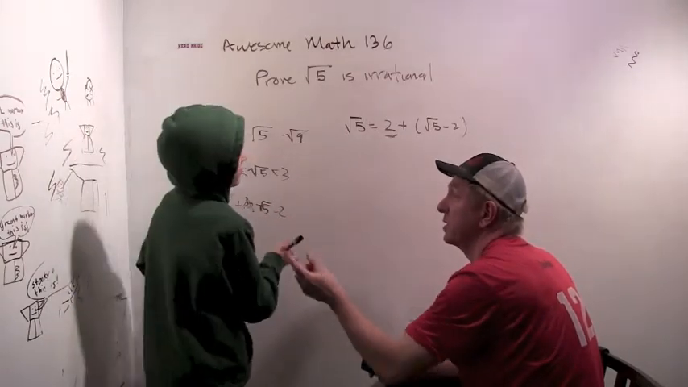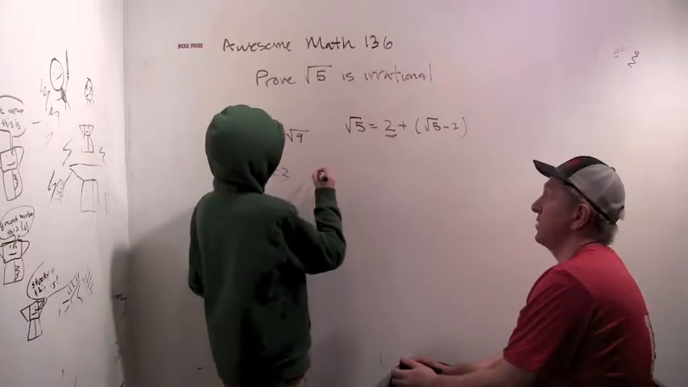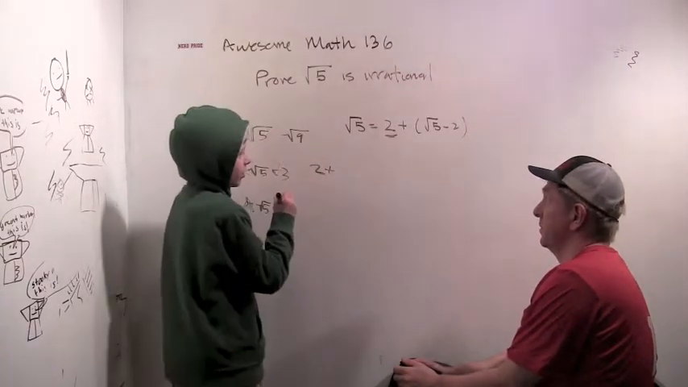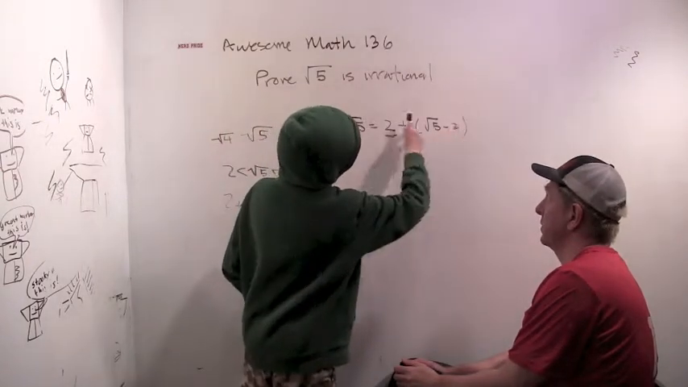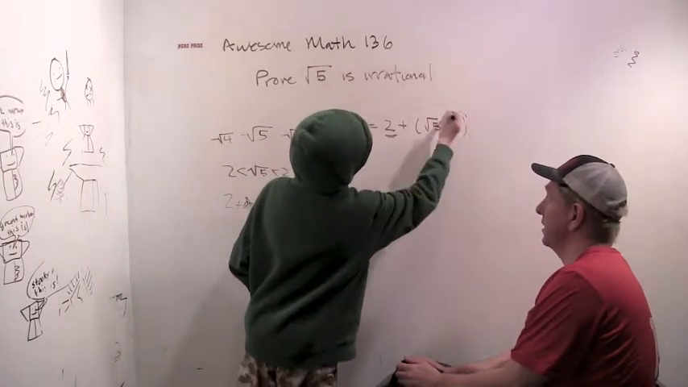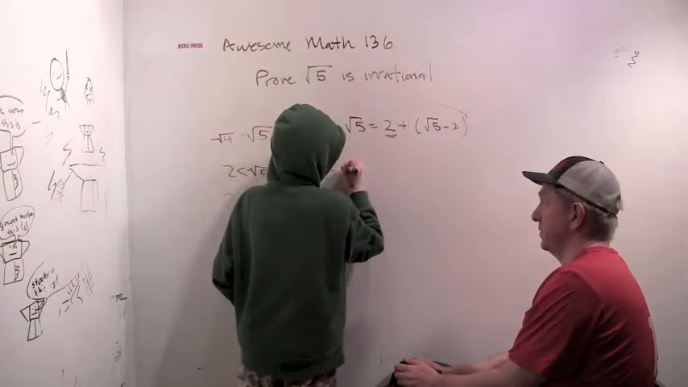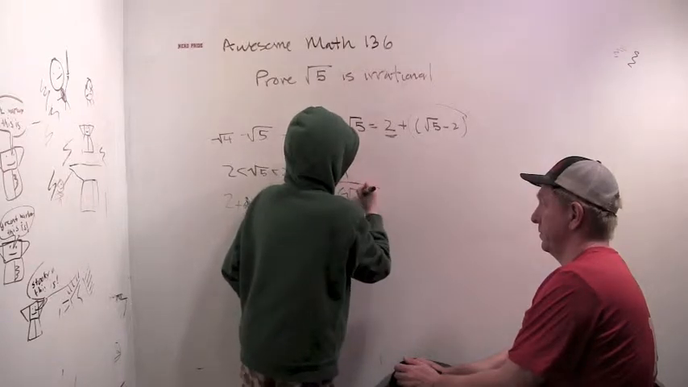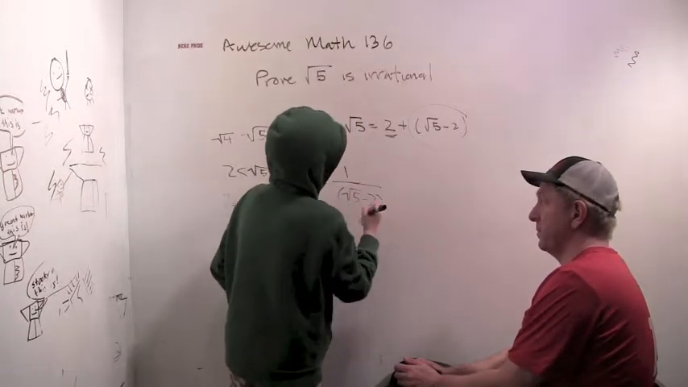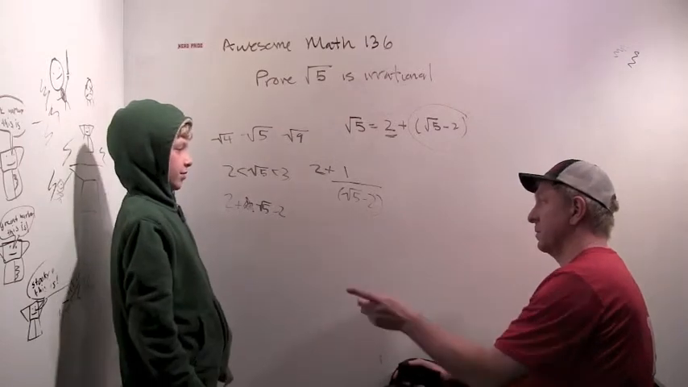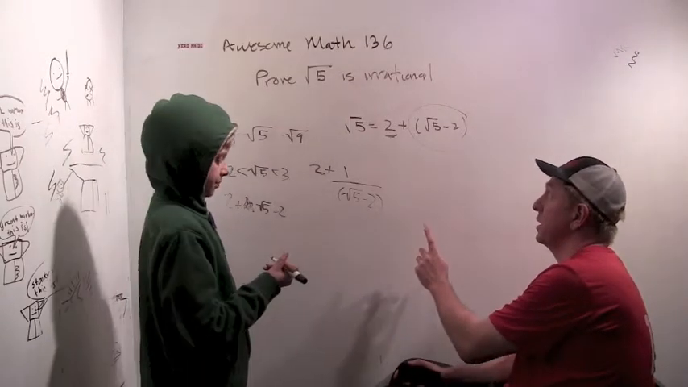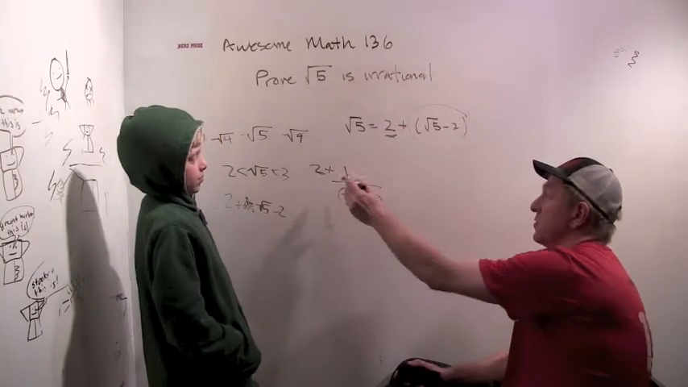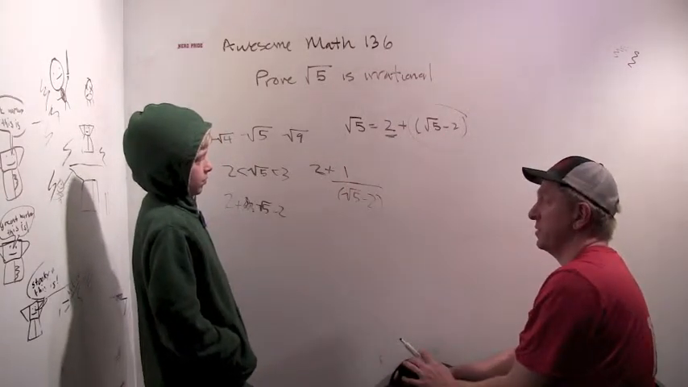What's the next step? We have to flip it. All right. So what do we flip? Well, we're going to flip this part. So we get 2 plus 1 over the square root of 5 minus 2. And now we have to rationalize it. Okay, not quite. What you've said here is 2 plus the square root of 5 minus 2 equals 2 plus 1 over the square root of 5 minus 2.